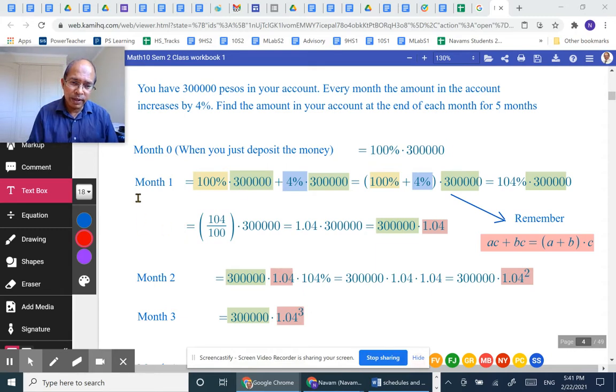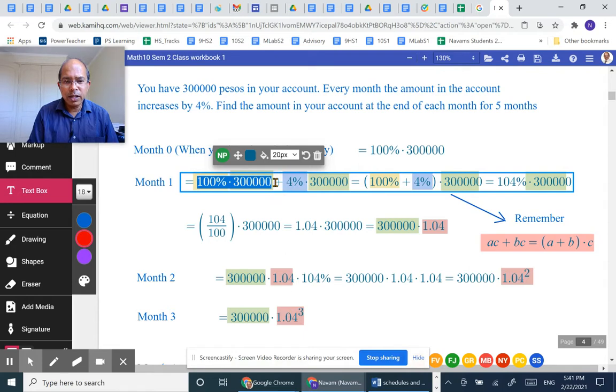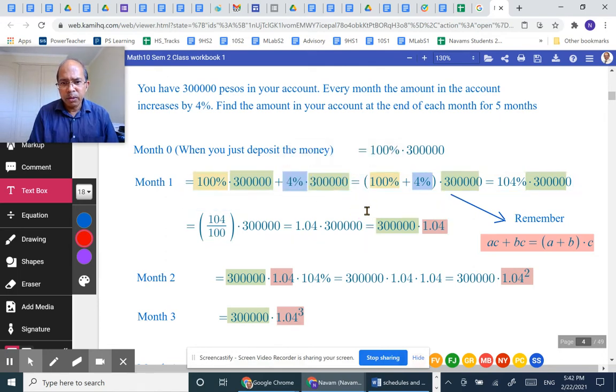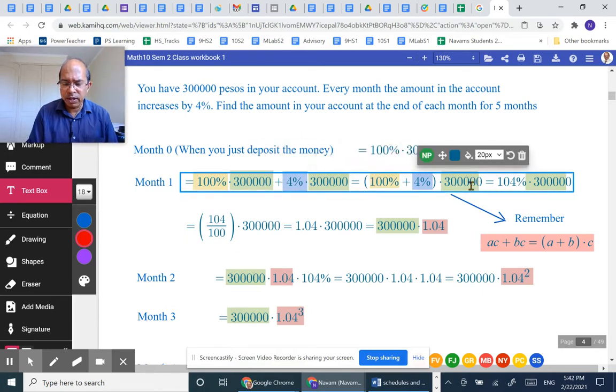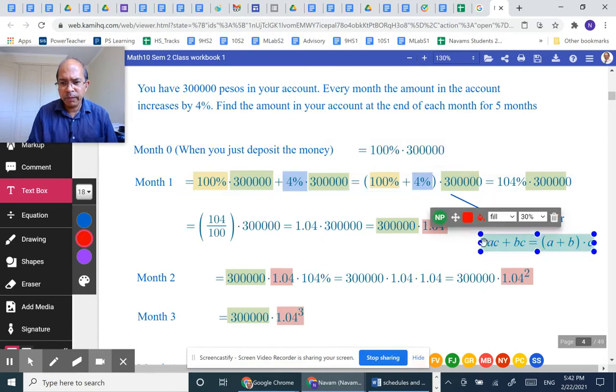At the end of month 1, you have 100% of 300,000, but in addition, you have 4% of 300,000, which is what the bank gives you. Putting these terms together as one, using the distributive property of algebra, you get 100% plus 4% times 300,000. The distributive property is shown here below.